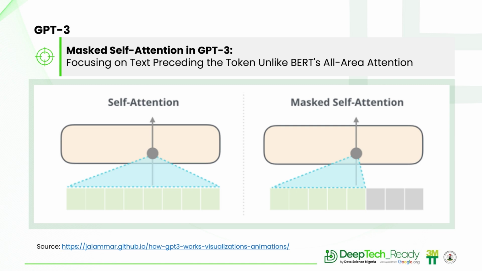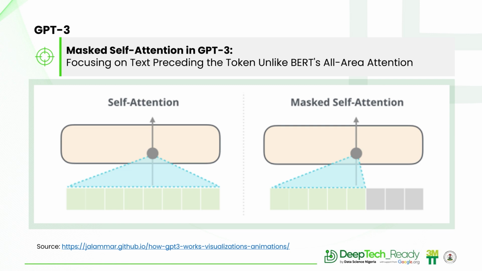On the other hand, BERT performs bidirectional self-attention, meaning it considers the entire sequence, looking at both past and future tokens for each word. This allows BERT to understand context from all directions, and this makes it more effective for tasks like question answering and sentence classification.